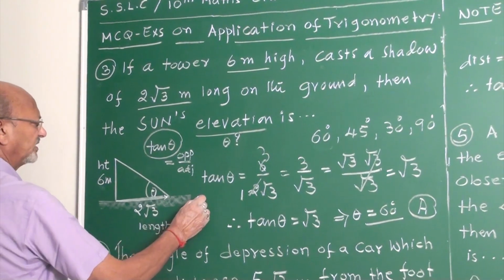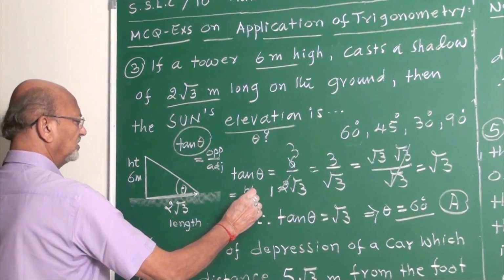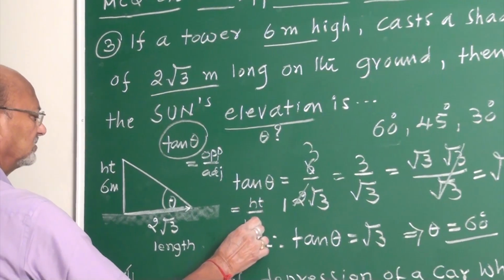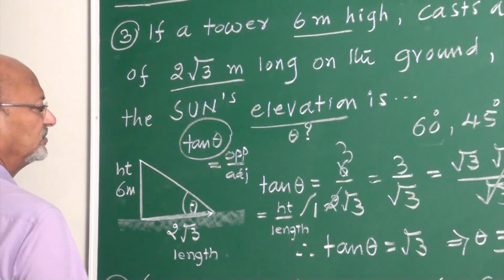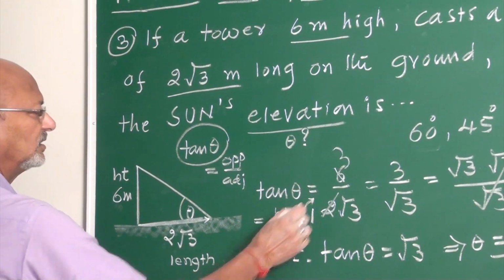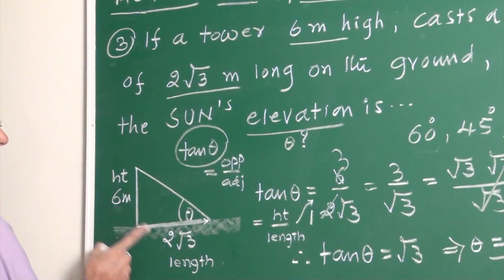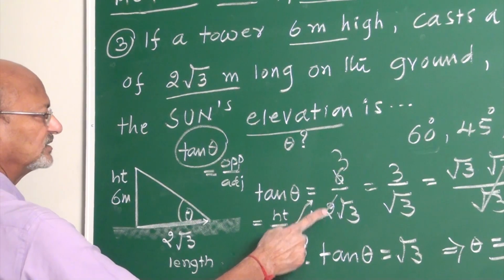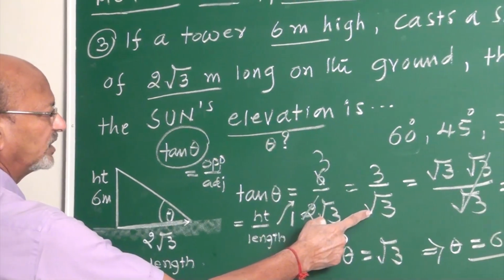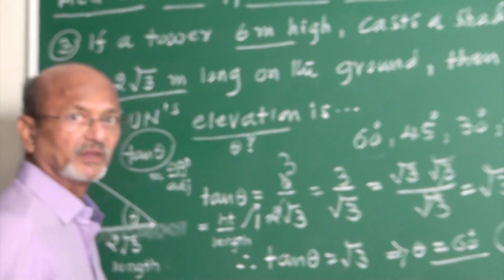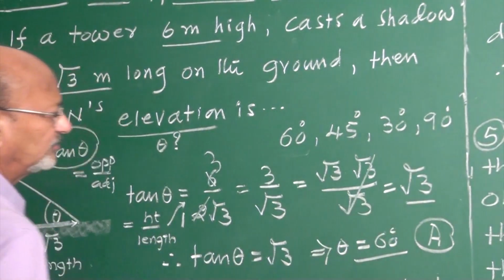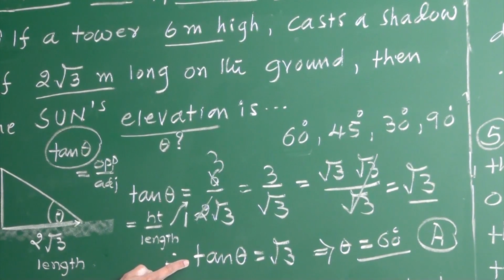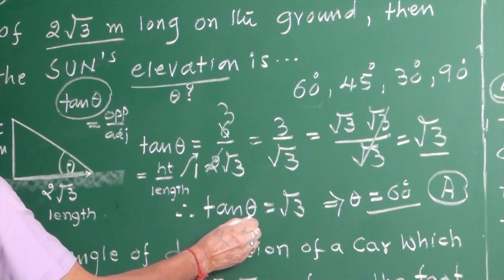So, if you want, you can write here, this is height divided by length, which is height 6 upon 2 root 3. 2 cancels with 6, leaving 3. 3 upon root 3 means directly 1, root 3 cancels. We are left with root 3. Therefore, tan theta equals root 3. What is the value of theta?